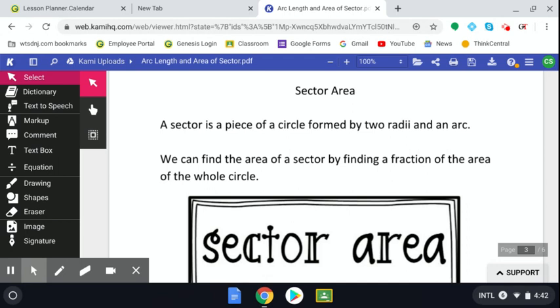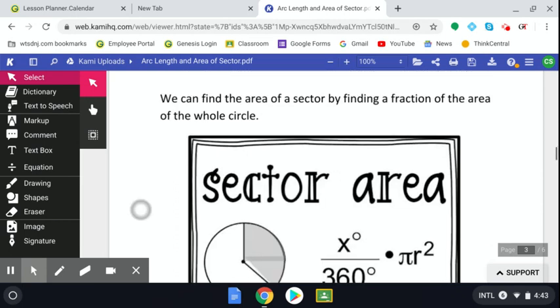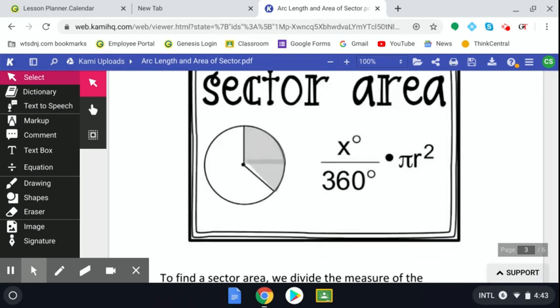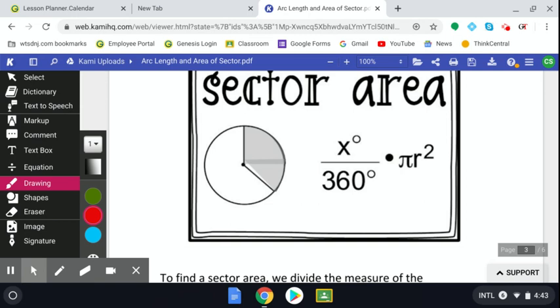Now, for sector area, it's going to be similar to the length of a sector. However, we are going to do part of an area, which means it says here, we can find the area of a sector by finding a fraction of the area of the whole circle. So the beginning is going to look the same as the other one, the angle out of 360. But if you remember the formula to find area of a circle, it is pi r squared.